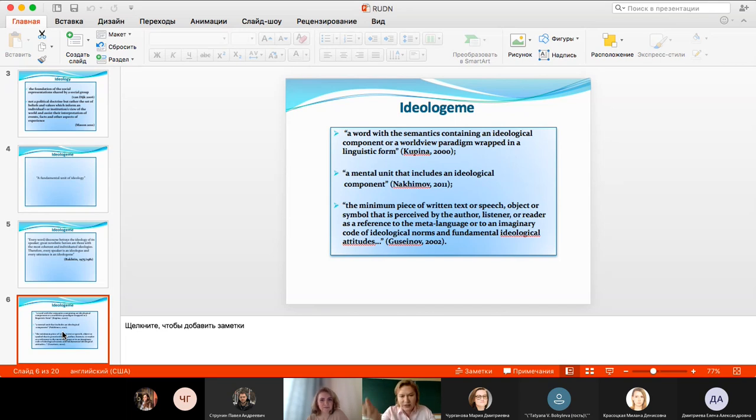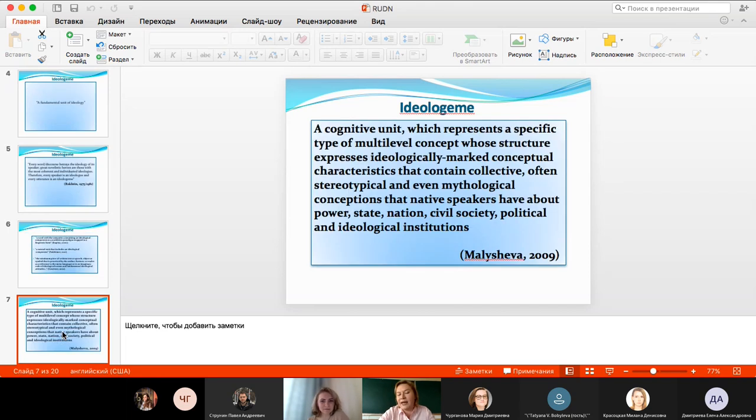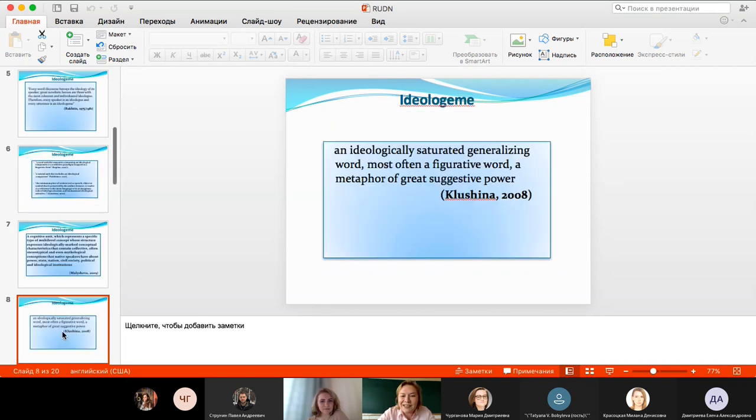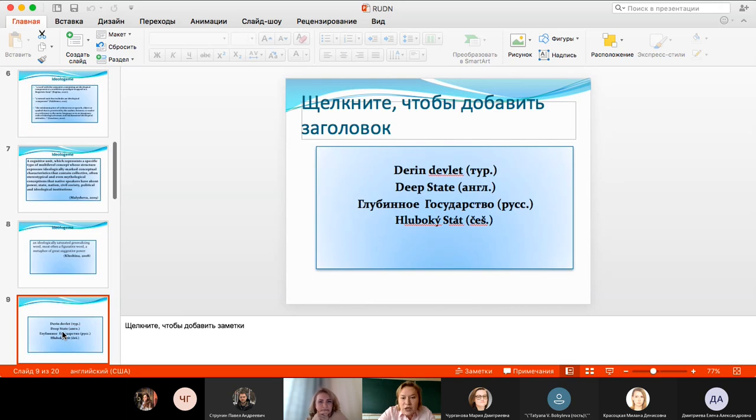And so you can see these marvelous definitions, and we're going to proceed. Again, some more definitions given by Yelena Malashova, and again, let us proceed. This is another definition, and I'm not going to quote it because you can just read it yourselves. So, admitting all those interesting things, I would like to switch to some examples of ideologically bound units.